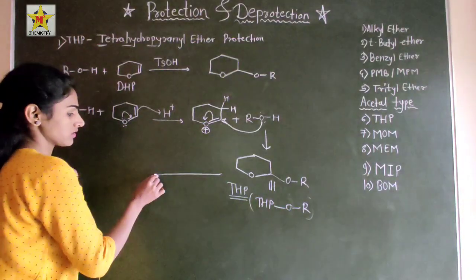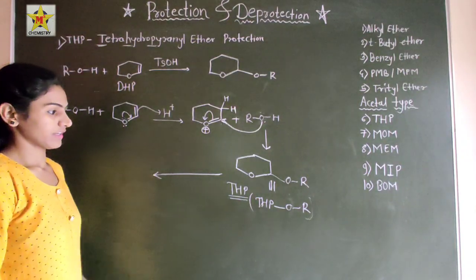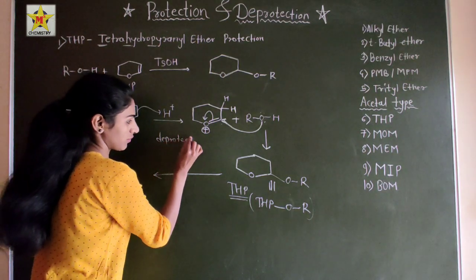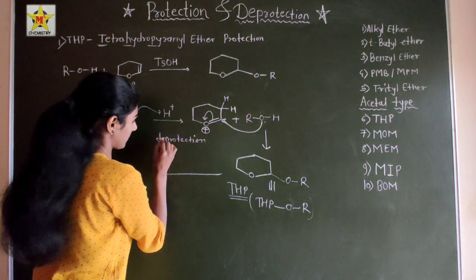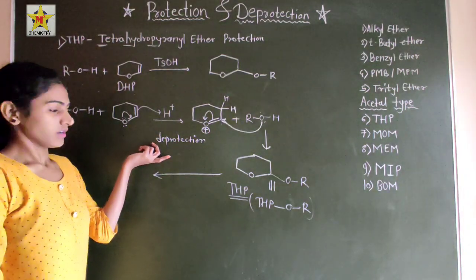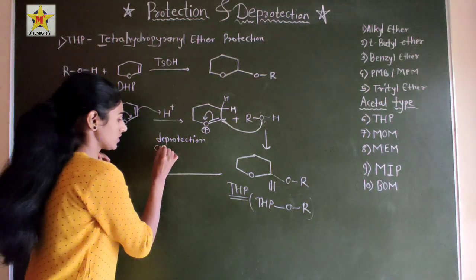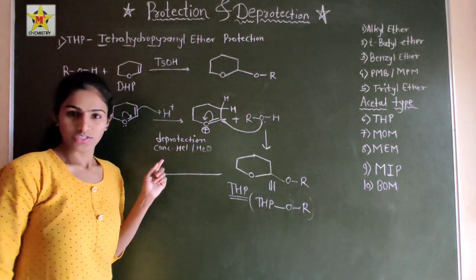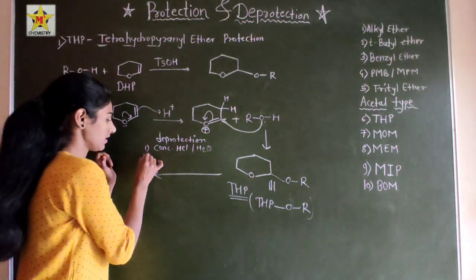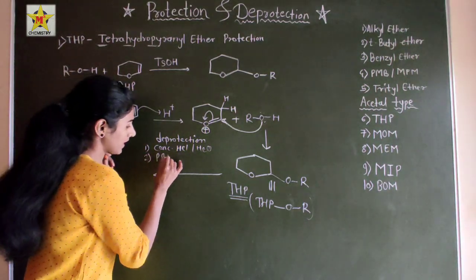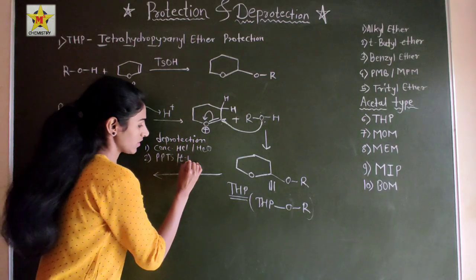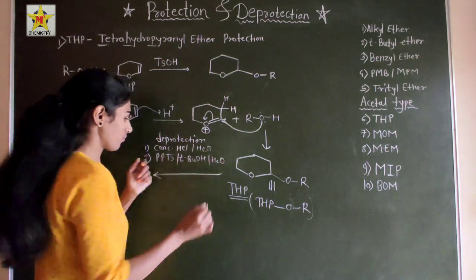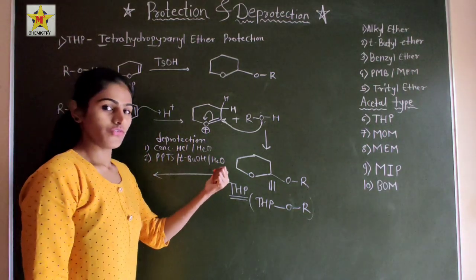So there are some selective deprotecting agents for deprotection. First one is concentrated HCl in water, aqueous condition. Then the next one is PPTS in tertiary butanol in presence of water.